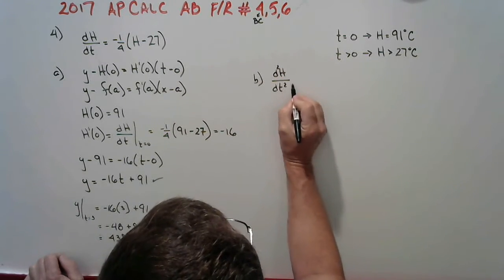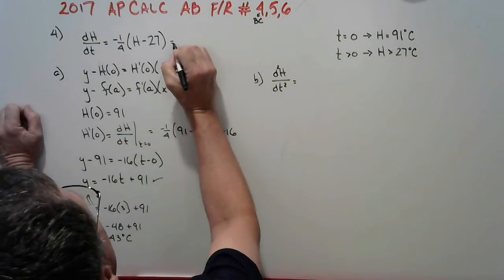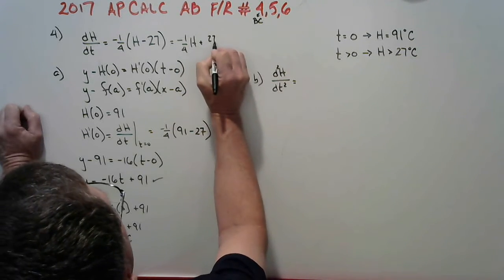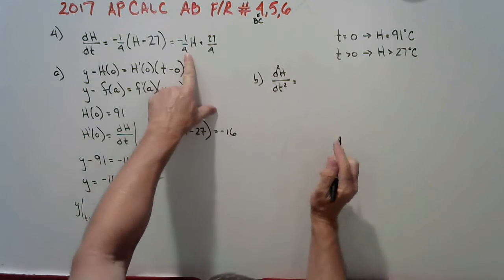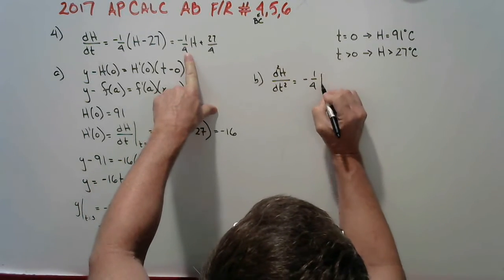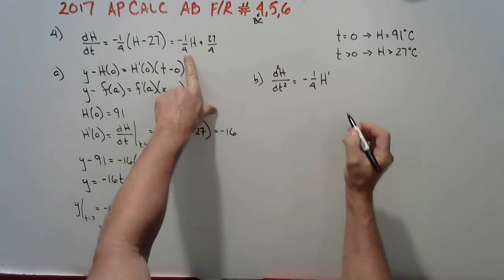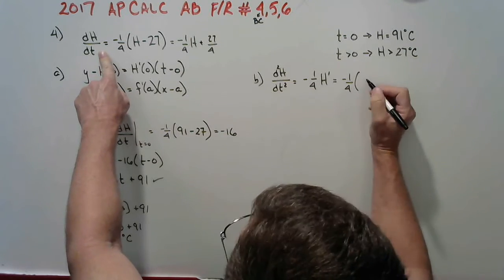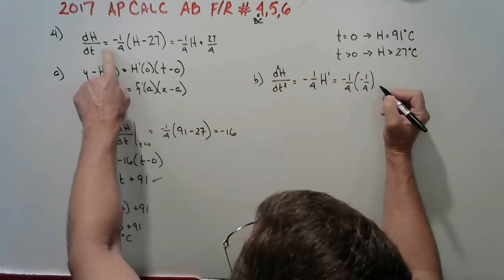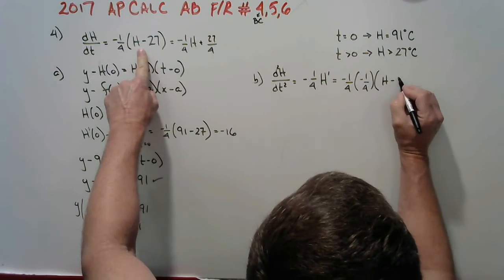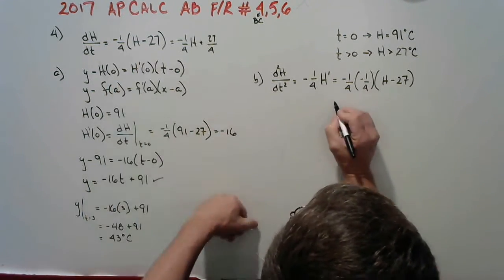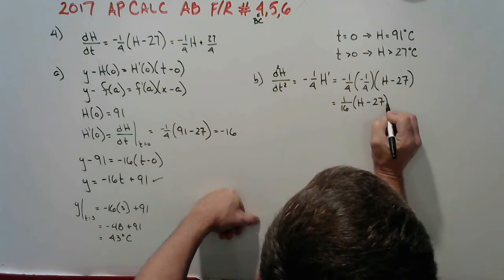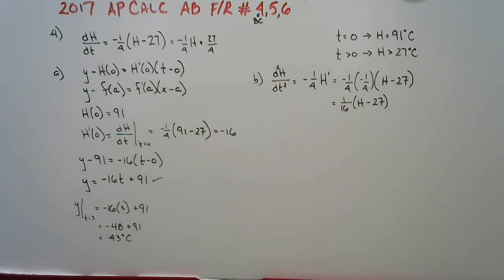What is the second derivative going to be? Well, it's the derivative of this. Now we all know what this is. This is negative 1/4 h plus 27 over 4. So when we take the derivative of this, we get negative 1/4 h prime. Now, we know h prime, that's the derivative right here. So we get negative 1/4 times negative 1/4, right, times h minus 27. So we get 1 over 16 times h minus 27. Right, that's our second derivative.